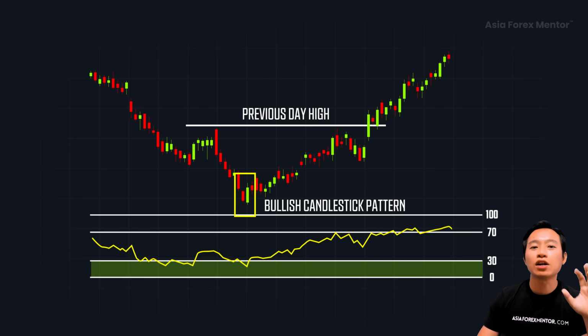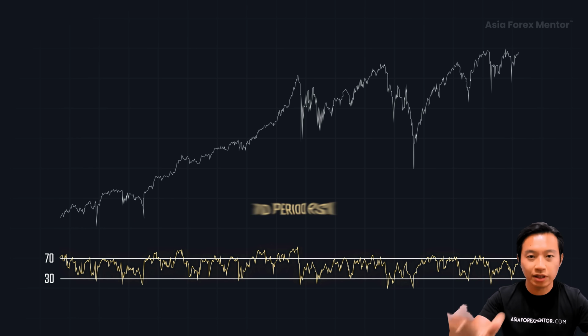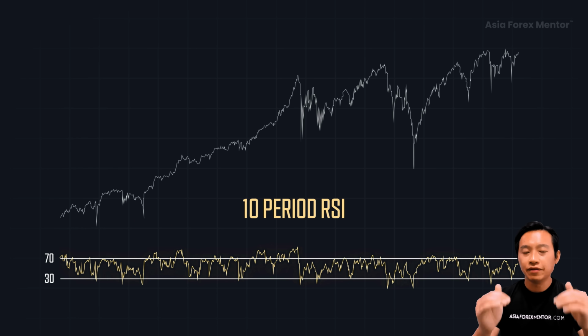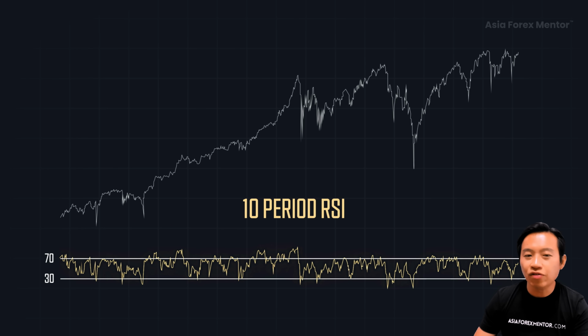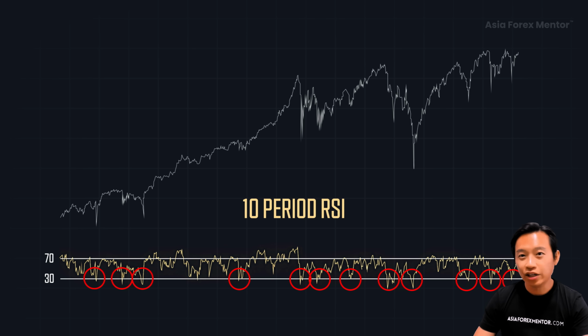Okay, now let's take a look at this chart. Here, we will put the 10 RSI. You can see that the RSI rarely falls below the 30. But when it does, it often shows what?